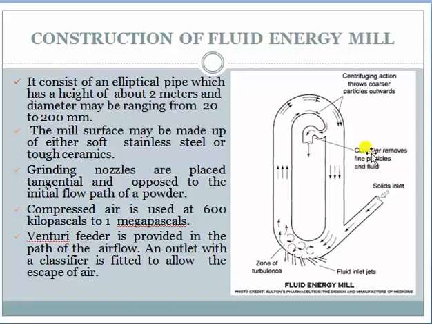Its construction consists of an elliptical pipe which has a height of about 2 meter and diameter ranging from 10 to 200 mm. The mill surface may be made up of either soft stainless steel or a tough ceramic. The grinding nozzles are placed tangential and opposed to the initial flow of the powder.